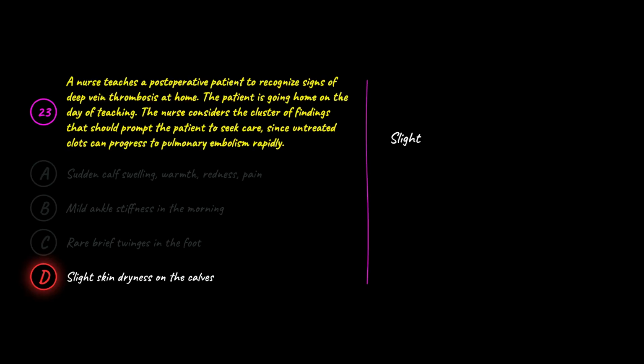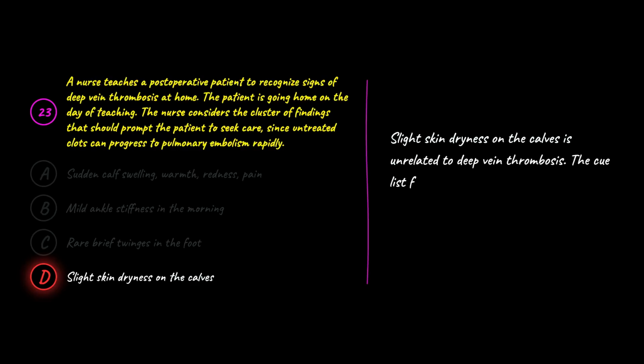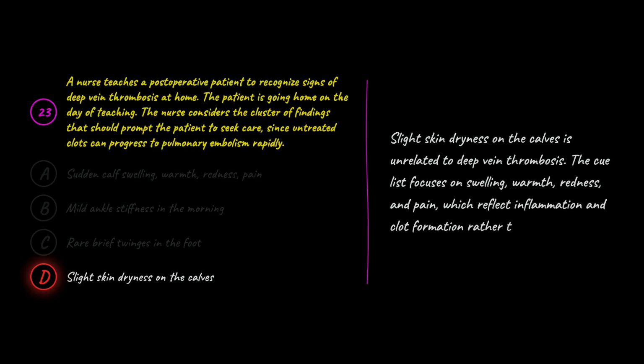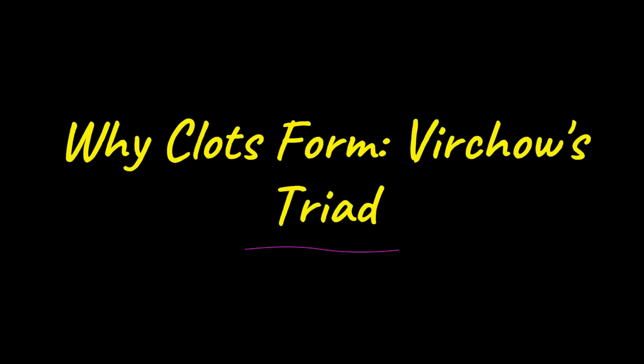D is wrong because slight skin dryness on the calves is unrelated to deep vein thrombosis. The list focuses on swelling, warmth, redness, and pain, which reflect inflammation and clot formation rather than skin texture changes. Let's look at why deep vein thrombosis happens after surgery and how to recognize it before it turns fatal.